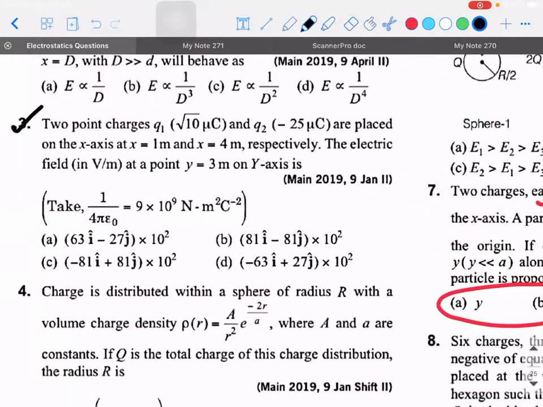Can you guys try this problem? Two point charges Q1, which is root 10 microcoulomb, and Q2, which is minus 25 microcoulomb, are placed on the x-axis at x equal to 1 meter and x equal to 4 meter respectively. The electric field in volt per meter at a point y equal to 3 meter on the y-axis is given by.